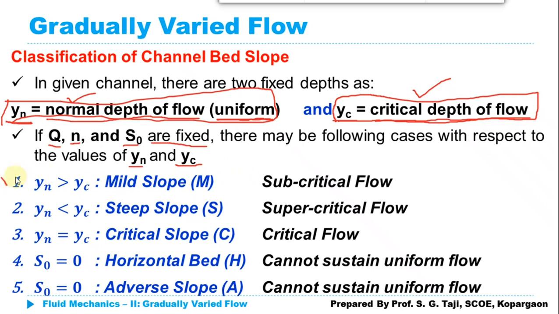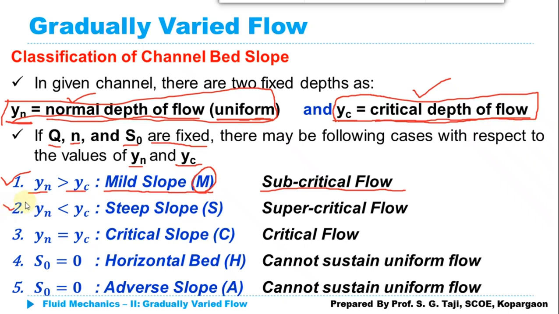The first possibility is that yn is greater than yc. That means our depth of flow is greater than the critical depth, so the flow is subcritical, because we know that if the depth of flow is greater than the critical depth, the flow is said to be subcritical. In that case the slope is said to be a mild slope, which is designated by capital M.